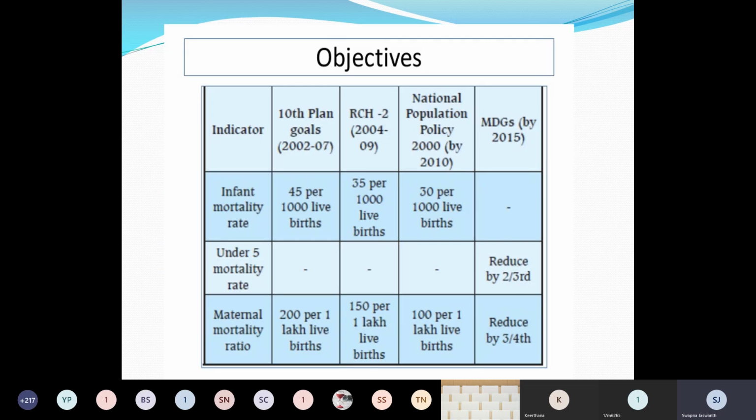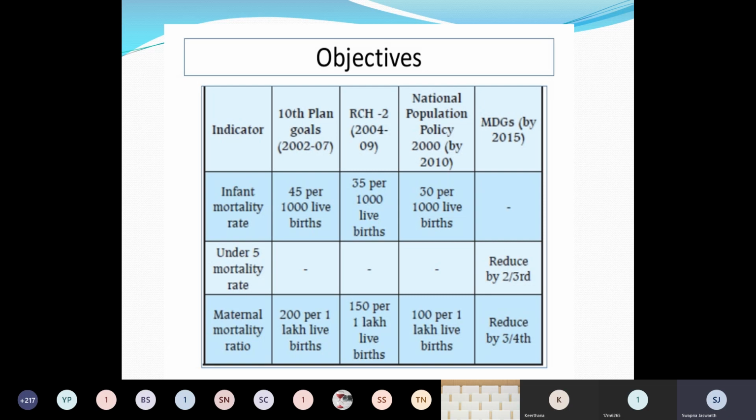As I told you, the initial objectives of these MCH services were to reduce the morbidity and mortality, improve the health services, and so on and so forth. So these are the various indicators which have been planned, and what we have achieved right now. Look at the infant mortality rate. The 10th plan goal, that is from 2002 to 2007, was to achieve 45 per 1000 live births. So that was the plan. We have already achieved that, as we are at 32.